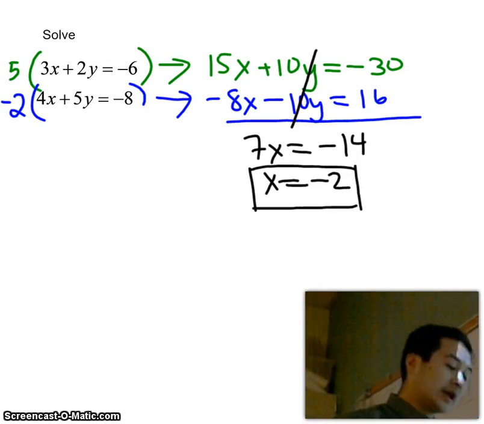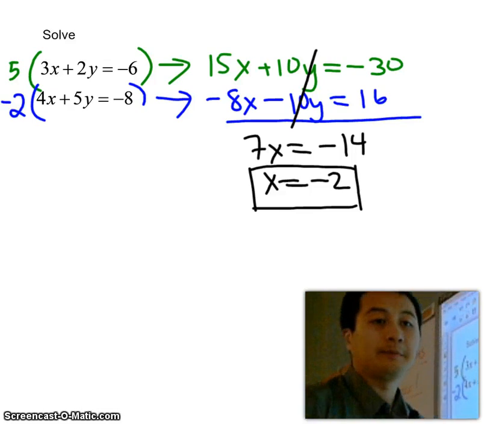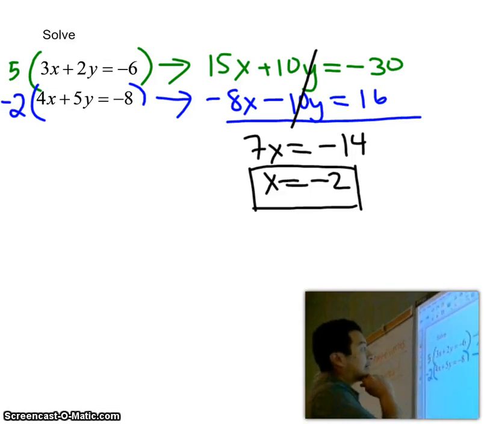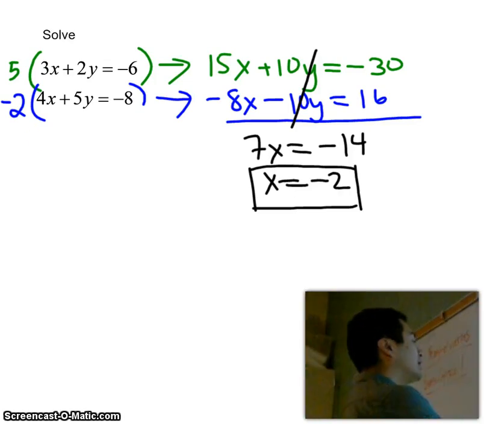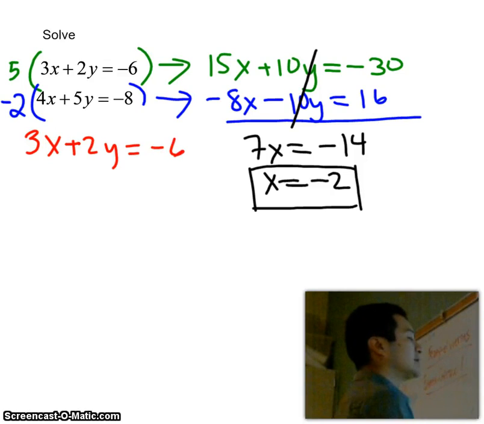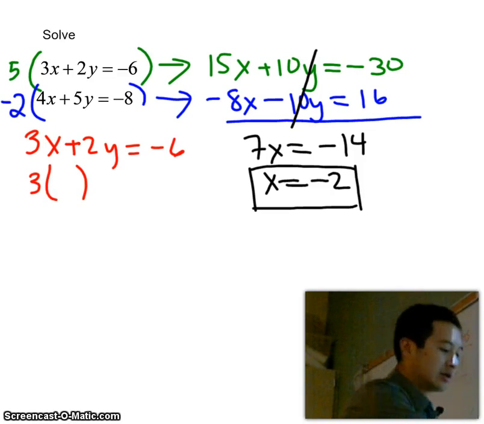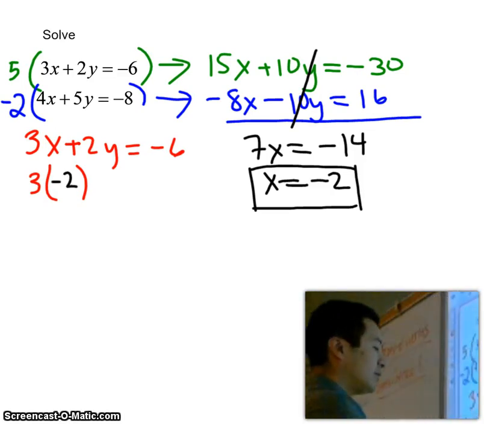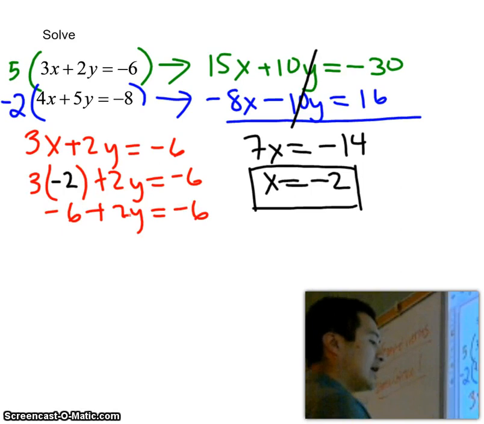I plug into the equation. Any one you want. So first one or second one? I'm looking at this. I'm thinking first one again, because the numbers are smaller, but it doesn't really matter. So the first equation says 3x plus 2y equals negative 6. 3x, what's x now? Look over here, x is negative 2. Negative 6 plus 2y equals negative 6.